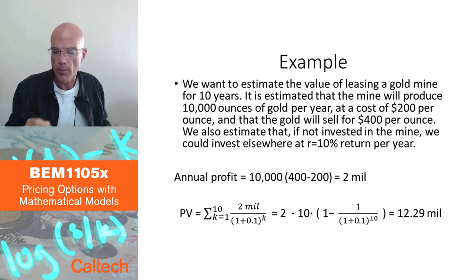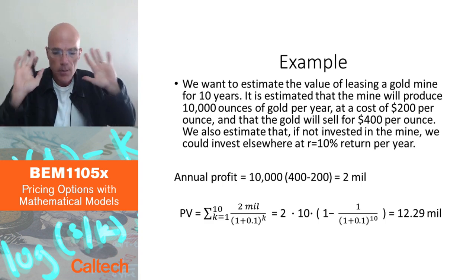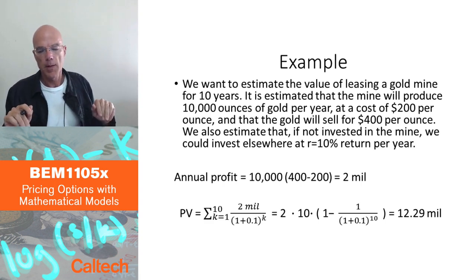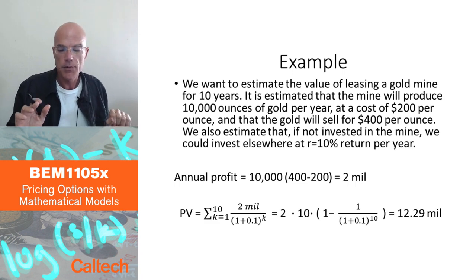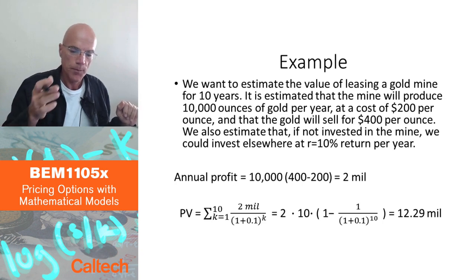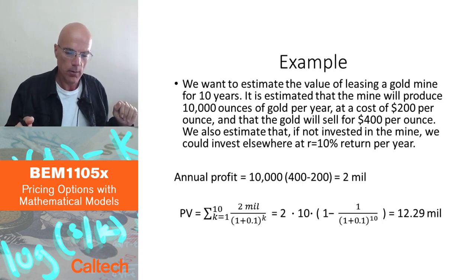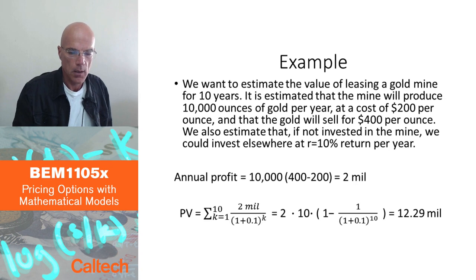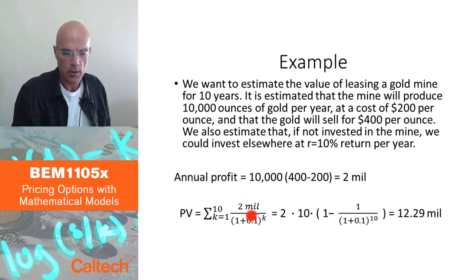But as a benchmark, a back-of-the-envelope computation, this is the best you can estimate the future payments, costs and interest rates. So let's just work with what we have. We just have to add the present value of annual profits. Now the annual profit is how much? It's 10,000 ounces. Each costs $200 to produce. It sells for 400. So if you multiply that, it's just 2 million per year. Okay? So the estimate is you will be getting 2 million per year, each year.